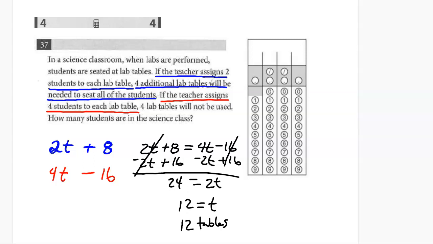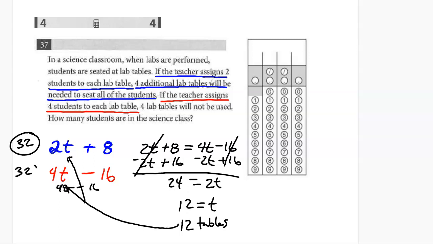All right? So I now need to take my 12 tables and put it in either one of these. So 2 times 12 is 24 plus 8. That's 32 students. 4 times 12 would be 48. Check that. I was going to say I should be getting the same number here, hopefully. 4 times 12 is 48 minus 16. Yeah, that's 32. So the correct answer here, how many students? That's our S. The correct answer is 32.